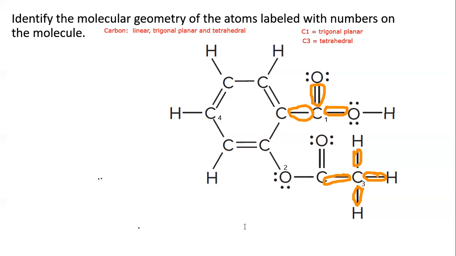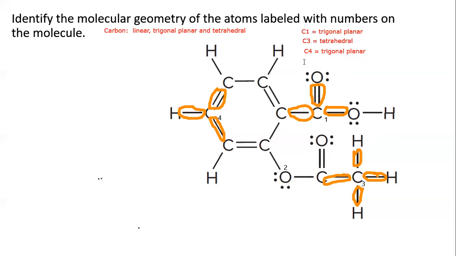And C4 carbon, we have 1, 2, 3 electron pairs. So it's going to be also trigonal planar. You may ask, well, what would a carbon atom look like with linear? So it could be one of two things. It could be 2 double bonds. So a carbon with 2 double bonds, or a carbon with a single bond and a triple bond would have linear geometry.